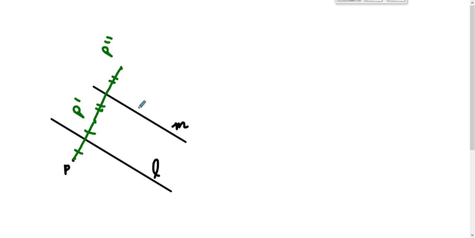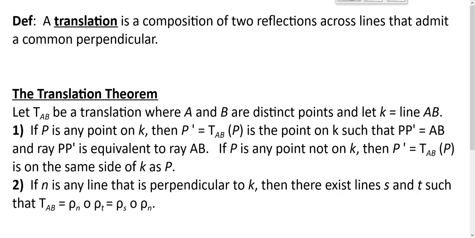So this total distance is twice this distance, and it's along the same vector because these lines are perpendicular to parallel lines. And so this is a translation. A translation is a composition of two reflections across lines that admit a common perpendicular.